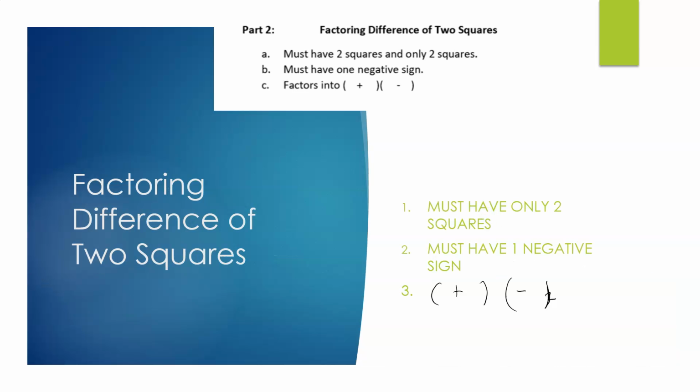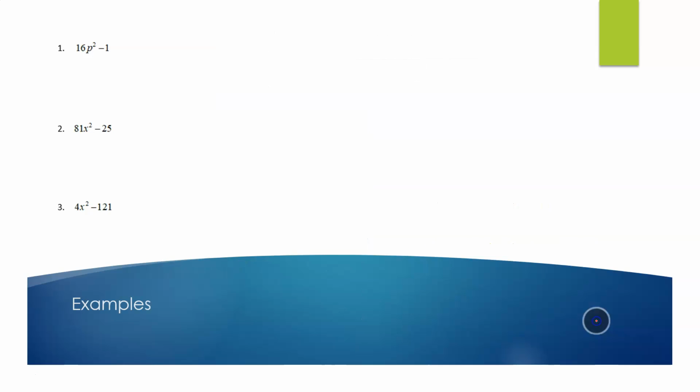All right, now factoring the difference of two squares. This only applies to the difference, not the sum, and they're going to try to trick us with that. So this is in here twice, must have been important. Must have two squares and only two squares. Must have one negative sign. You have to have that. If it's a positive sign, you can't do this. And it factors into the square root plus the square root times the square root minus the square root. And I'll show you what I mean.